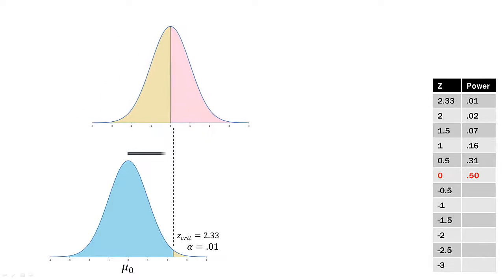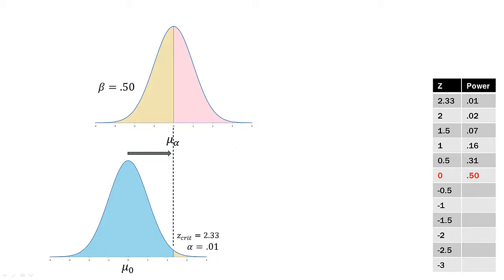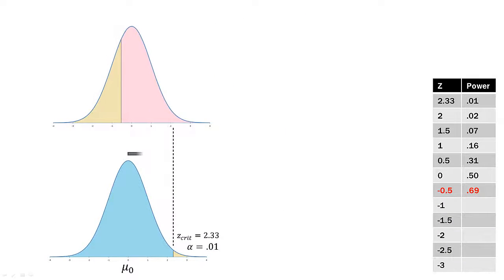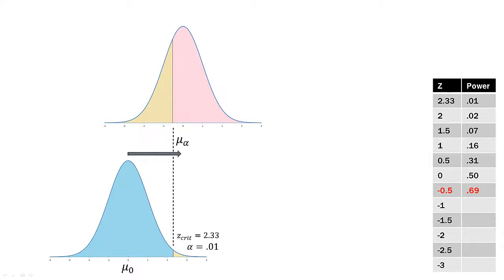We'll slide it over all the way to a z of 0. We already know this one. It's 0.5 and 0.5. So we put that on our chart. Now we'll slide it all the way over to negative 0.5. So the probabilities now just become the opposite of where they were before, on the other side of 0. So here type 2 error is 0.31. The power is 0.69.